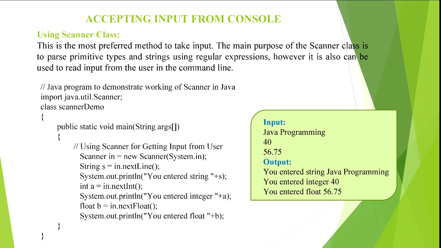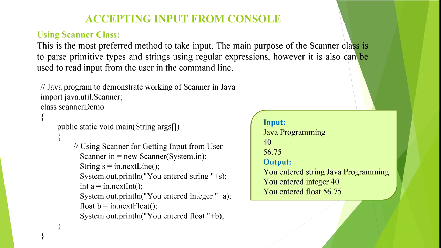After that I print that line. You entered string, and whatever string the user has given as input will be printed along with the message you entered string. Now I want to read the integer value. So you have to use the nextInt method: int a equal to in.nextInt, and after that I have printed the entered integer.